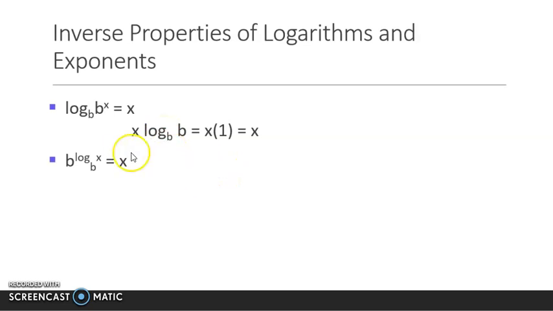Now, we also have something that's very similar, but with exponents. This is b to the log base b of x equals x. And this one isn't as clear why it is, but just know that if this base matches the base on your logarithm, they will cancel each other out, and you're just left with the x.